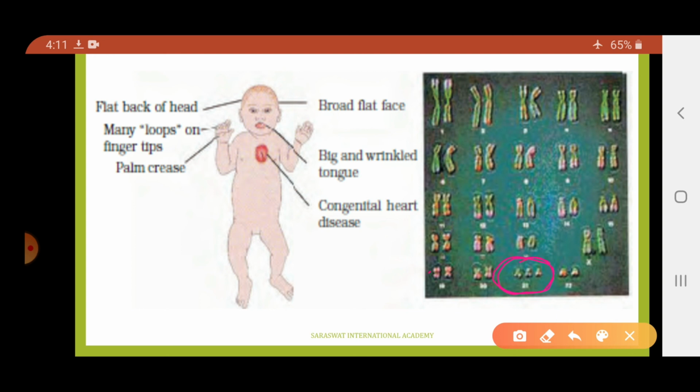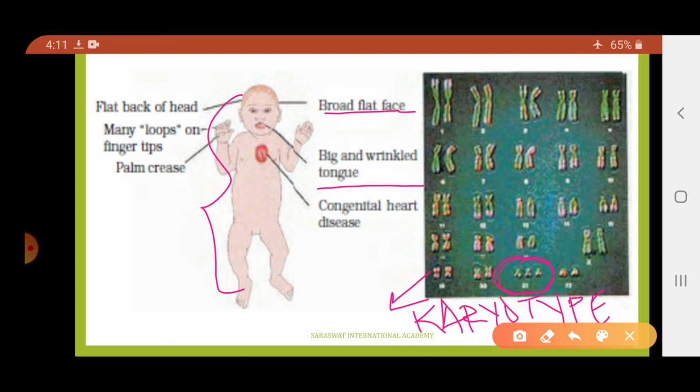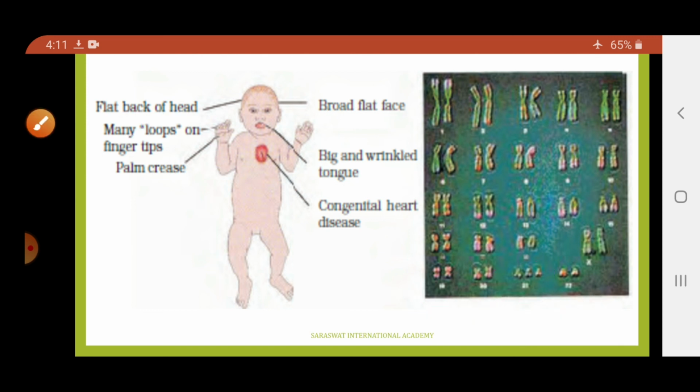So here you can see this is the 21st chromosome where there are how many chromosomes? 3 chromosomes, and this diagram is called the karyotype. इसको क्या बोलते हैं? Karyotype. Karyotype जहाँ पे हम क्रोमोसोम्स का अरेंजमेंट प्रॉपरली देख सकते हैं. सो हियर आप डायग्राम में देख सकते हैं कि टंग इज रिंकल, फरोड, ब्रॉड फ्लैट फेस, हाइट कम है, देन हेड इज फ्लैट, लूप्स आर देयर इन द फिंगर्स एंड पाम में क्रीज है.